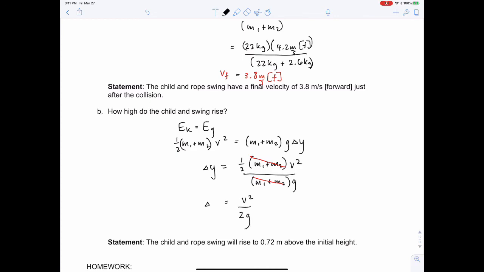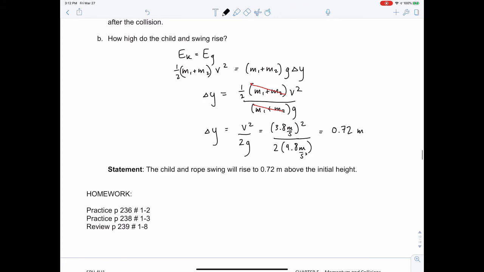We can sub our values in. Delta y is equal to 3.8 meters per second squared, divided by 2 times 9.8 meters per second squared. We don't need to put the direction because when we're talking about energy we're talking about scalar quantities. Punch this into our calculator and we end up with a final height of 0.72 meters. Therefore the child on the rope swing will rise 0.72 meters above the initial height.